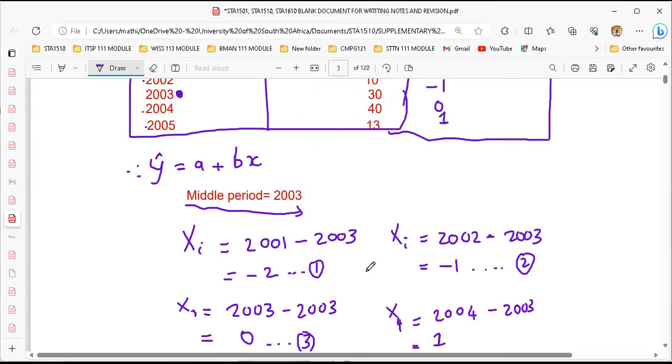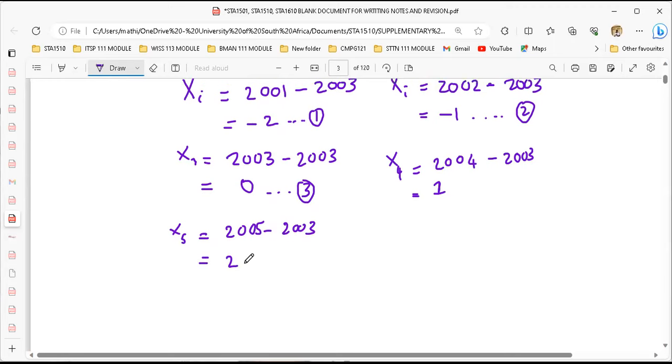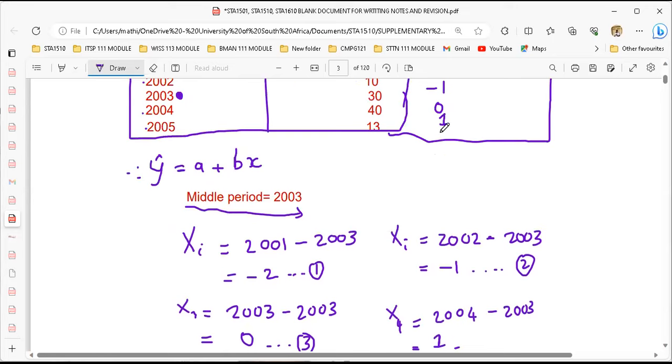Let's do the last one. So the x here is 5. You can just say 5 or xi. And then this is 2005, minus the middle period, which is 2003. And then this one, it will give me what? It's like 5 minus 3. Then you get 2. And then now we have what? This is number 5. This is number 4. And then this is 2.